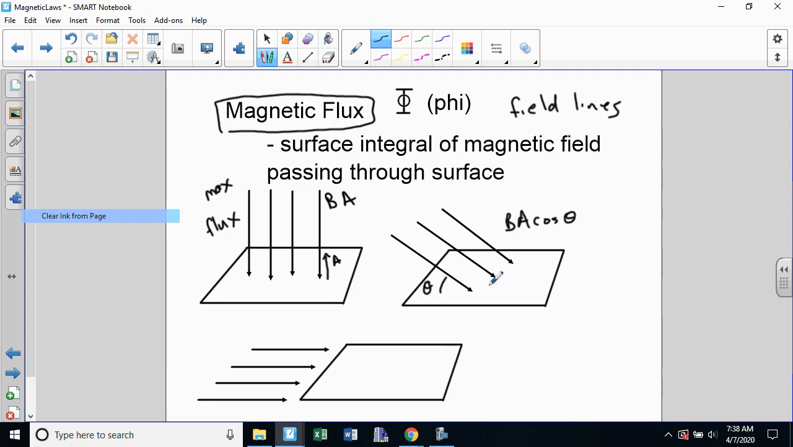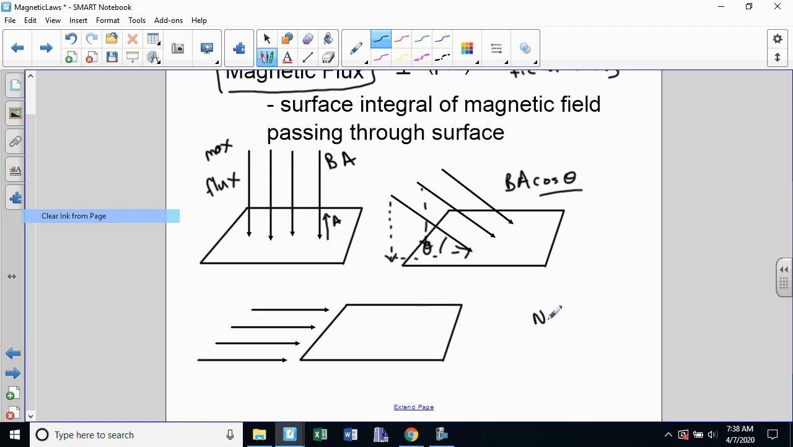You imagine in this case, only the y components are going through my loop. The x components are not going through my loop. So only part of it is going through my closed loop. And in this case, this is what we would call no flux. This orientation gives 0 flux because all of the field lines are parallel to the surface of my closed loop. So here I would say I have no magnetic field lines going through my loop.